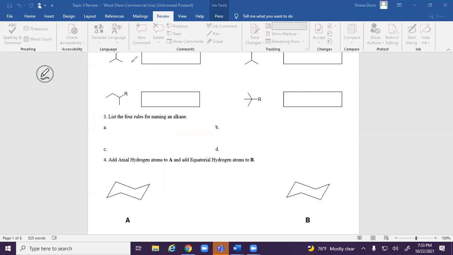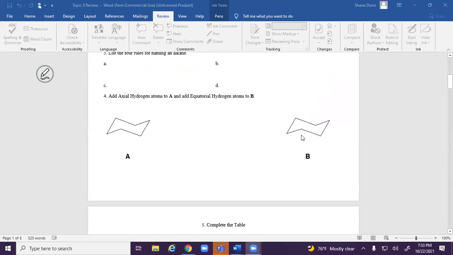Okay. Let's talk about something that will be heavily tested because he loves it. It's these things right here. So what are these molecules? They're chair diagrams. Good job.